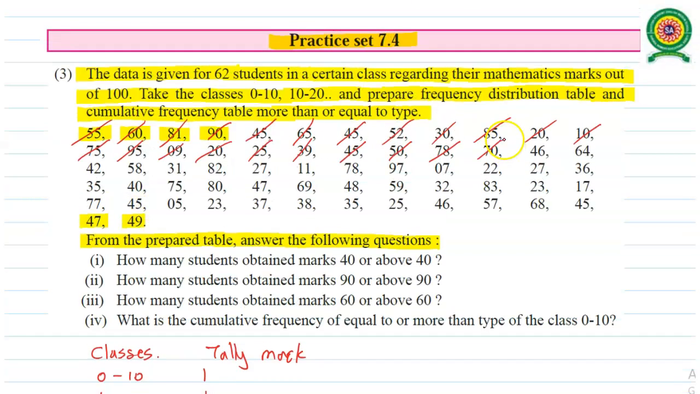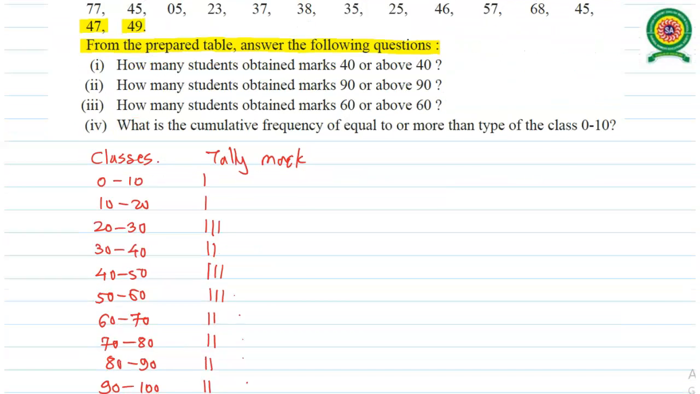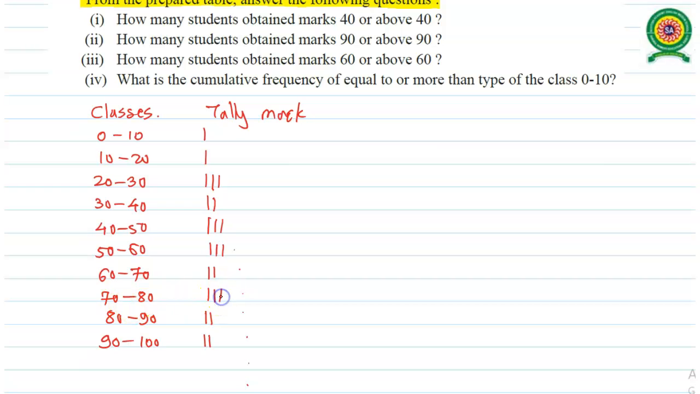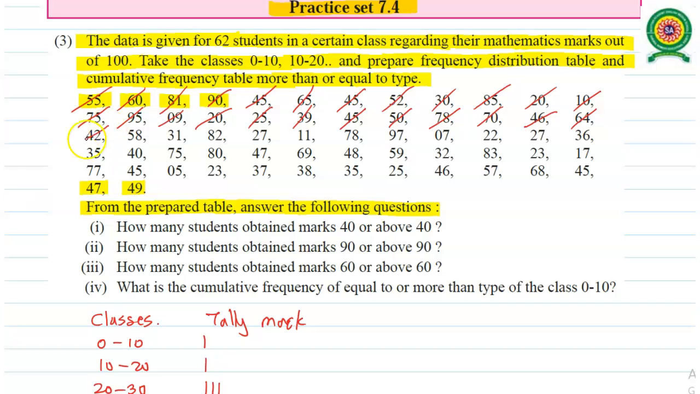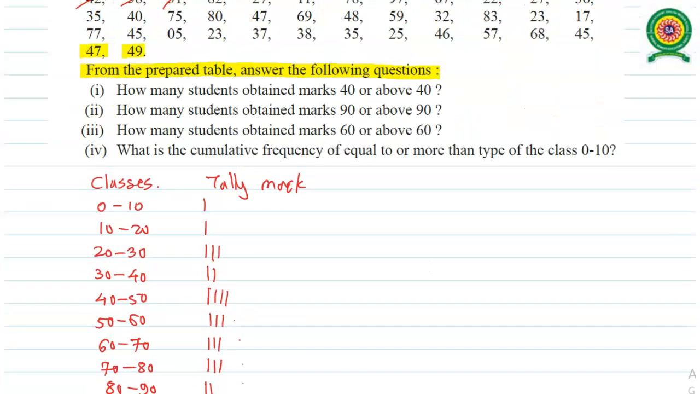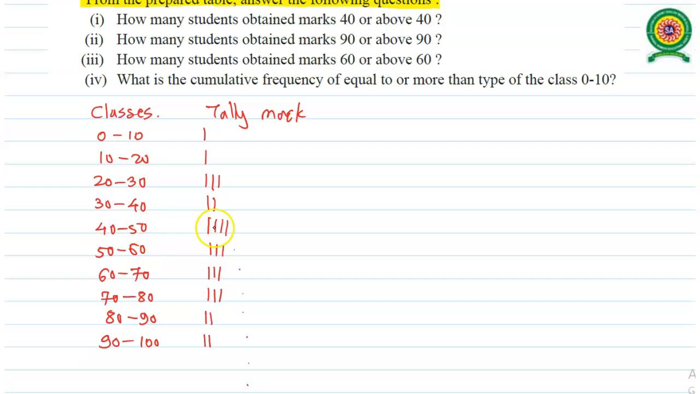Next to it we have 70, 46, 64. So 70 comes in the class 70 to 80. Next 46 in the class 40 to 50. And next to it we have a 64. So 60 to 70. Then the third row now, 42, 58, 31. 42 comes in the class 40 to 50. So 5 lines together makes one set of tally mark. Next we have the 58. So 58 comes in the class 50 to 60. And next to it we have 31. 31 comes in the class 30 to 40.